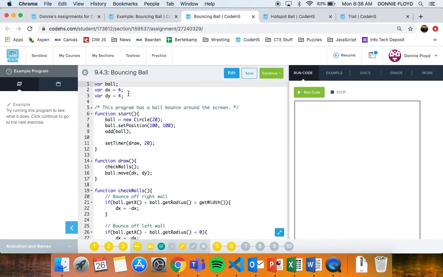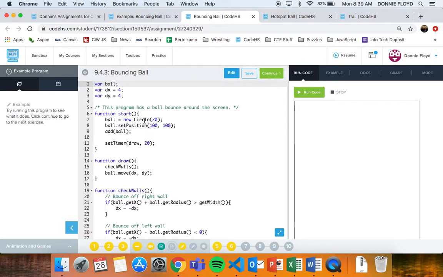Excuse me. dx and dy, what these stand for is the change in the x and the change in the y. So as our ball moves, we are going to change it by 4 pixels to the right, 4 pixels down. As we bounce, then we can change the values of dx and dy to go into positive directions or negative directions depending on where we're at. So D stands for delta. If you've taken some higher level math classes, then you know that delta stands for the change in something. Okay, so that's what dx and dy stand for.